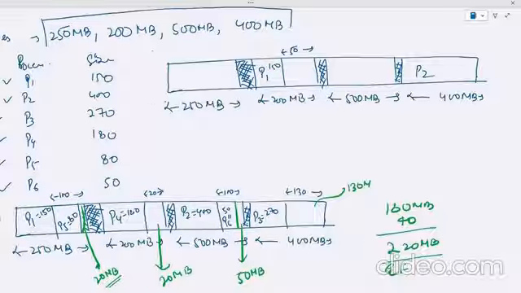P3 needs 270. First block 250, definitely we are not able to add this process here. 50, not able to add. Only 500 space is left, and if only one space is left then we have to provide this space to that process.